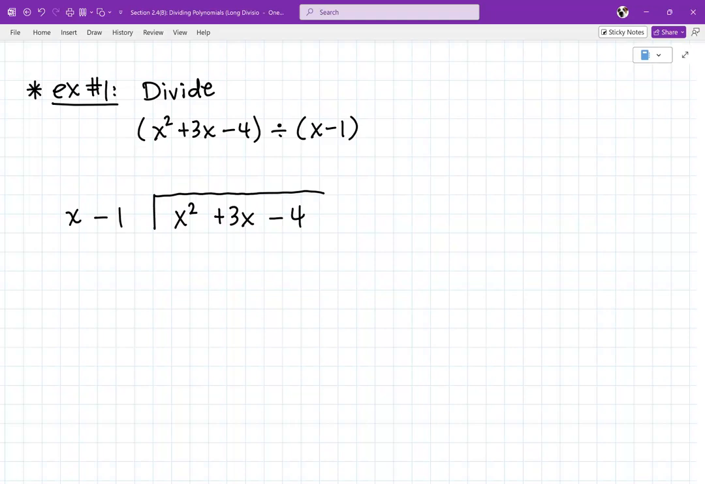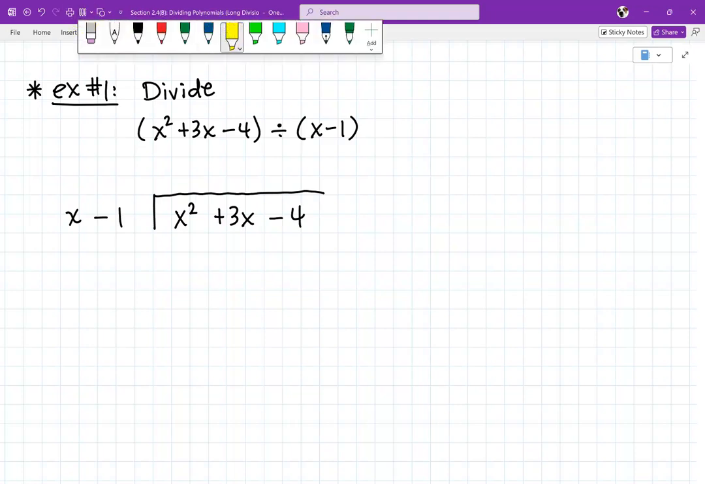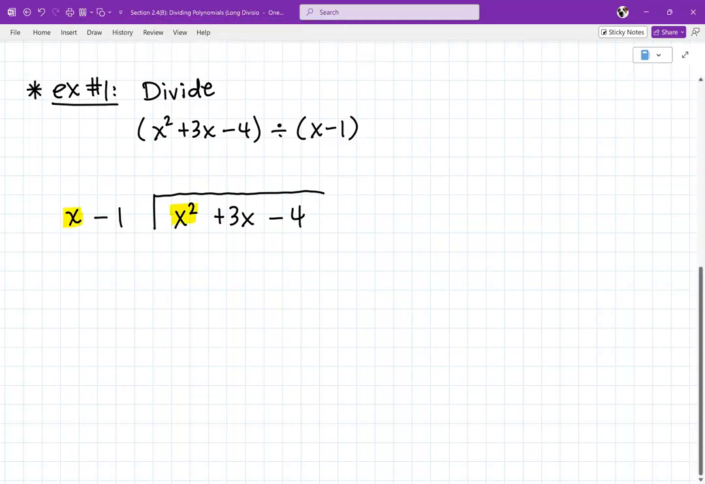Now, there's a little saying I always say with this, and hopefully it sticks with you. When you're going to do long division, you focus on the firsts. Focus on the firsts. In other words, look at the first term of the x minus 1. Look at the first term of the x squared plus 3x minus 4. You're paying attention to this and this only. Okay? Just those 2. How many times does x go into x squared?